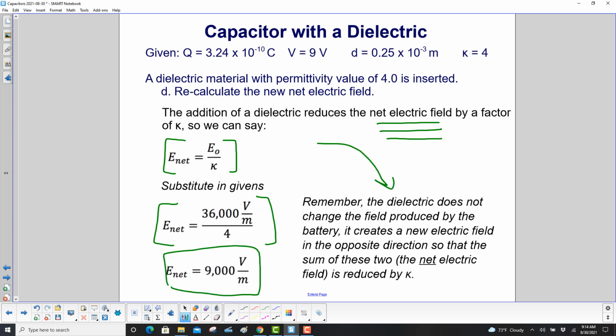Now here's the key point. The dielectric does not change the field produced by the battery. That's the same, but it creates a new electric field in the opposite direction so that the sum of these two, which is the net electric field, is reduced by kappa. And that's what we have right over there.